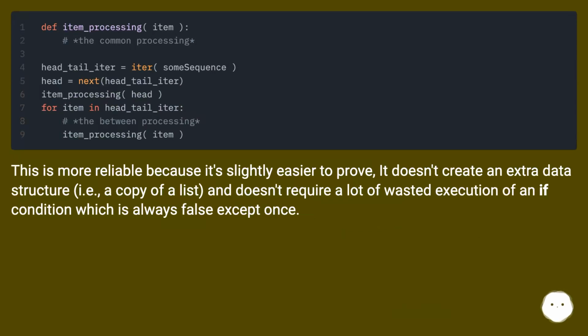This is more reliable because it's slightly easier to prove. It doesn't create an extra data structure, i.e., a copy of a list, and doesn't require a lot of wasted execution of an if condition which is always false except once.